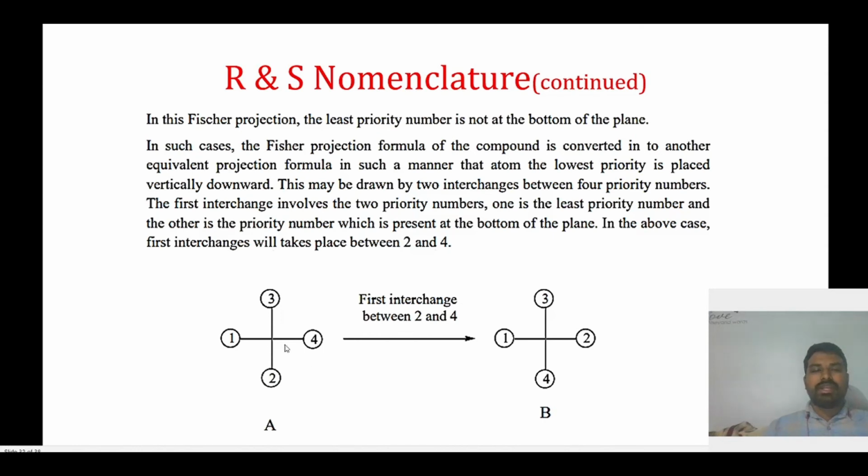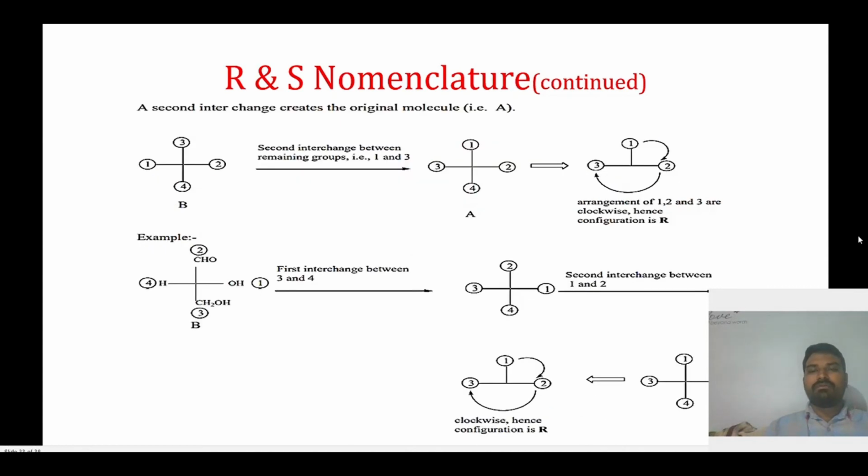Now we will interchange the above example's priority. This was its priority 1, 2, 3 and 4. We will interchange it. Now the fourth number will go down, the second number will come over here, first and third will remain as they are, and now we will number it. A second interchange creates the original molecule, that is A.